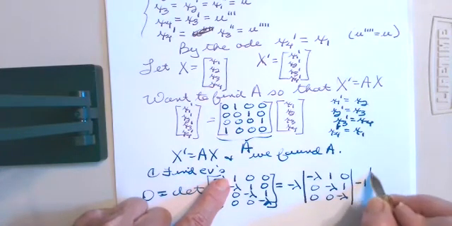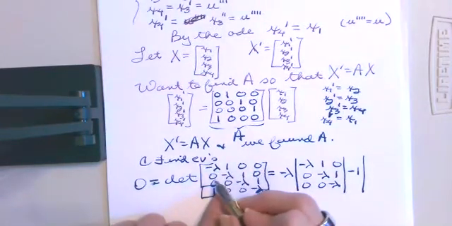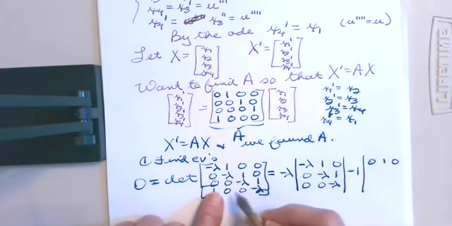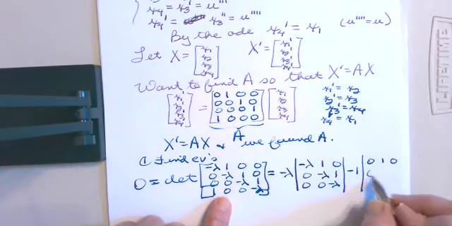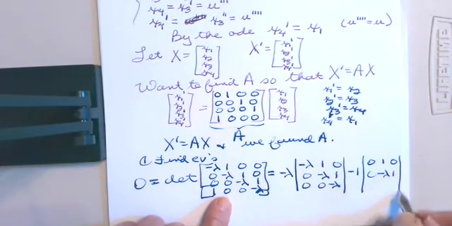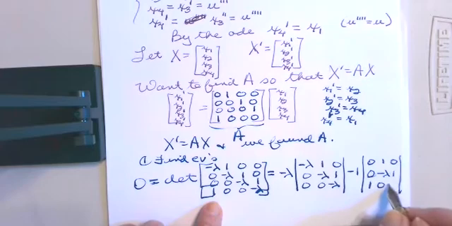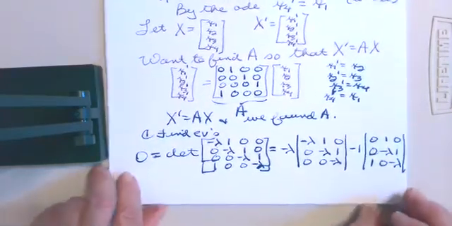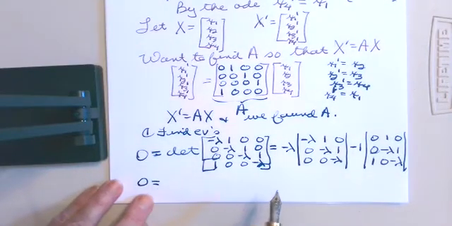So I get minus 1 times, delete the row and the column containing 1. So that'll give me 0, 1, 0. And then in the next row, I will get 0, minus lambda, 1. And in the bottom row, I'll get 1, 0, minus lambda. Okay, and now you have 2 3 by 3s you have to find the determinant of, but that's not too bad because again, they have a bunch of zeros.